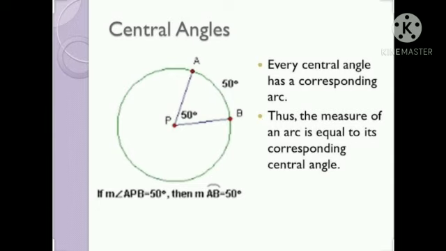Every central angle has a corresponding arc. Here your central angle is APB, and with APB your corresponding arc is AB. So the measure of an arc is equal to its corresponding central angle. If the measure of angle APB is 50 degrees, what will be the measure of your corresponding arc AB? That is 50 degrees. So the measure of the corresponding arc and the measure of the central angle is equal.